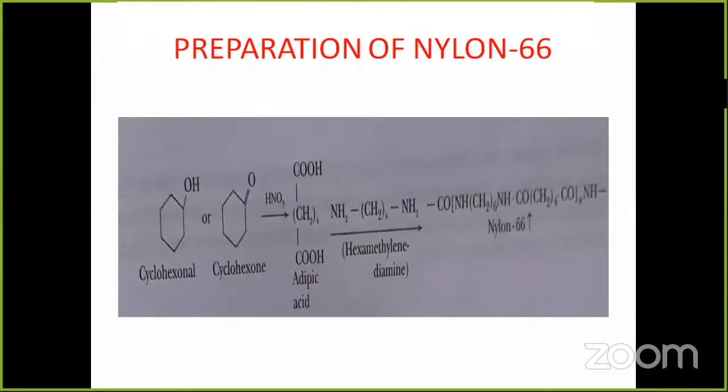Preparation of nylon 66 cloth. Nylon 66 is also prepared using the acid HNO3 as one of the reactants. So this is cyclohexanol and cyclohexanone. Taking either one in the presence of HNO3, what we get is adipic acid. The adipic acid again reacts with hexamethylenediamine to give nylon 66, the cloth. So HNO3 is involved here too, so this is also one of the properties of nitric acid.